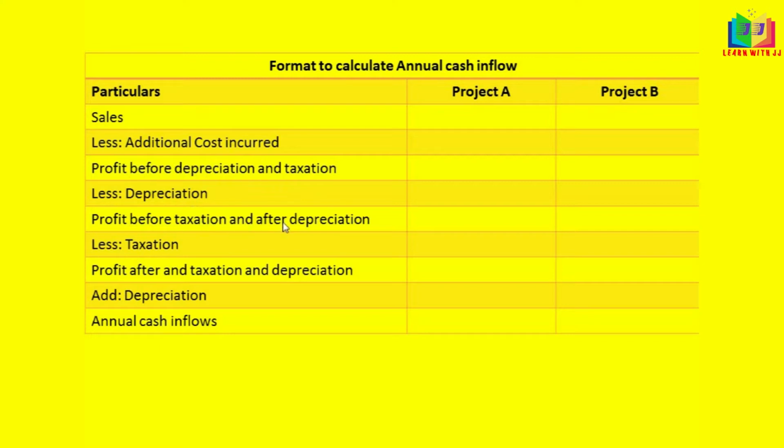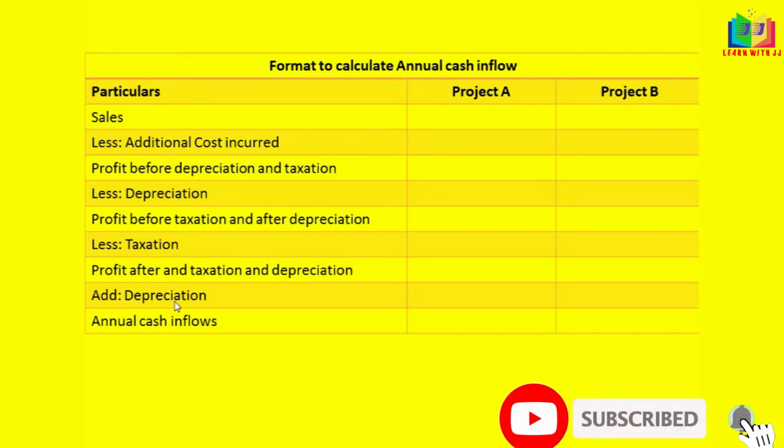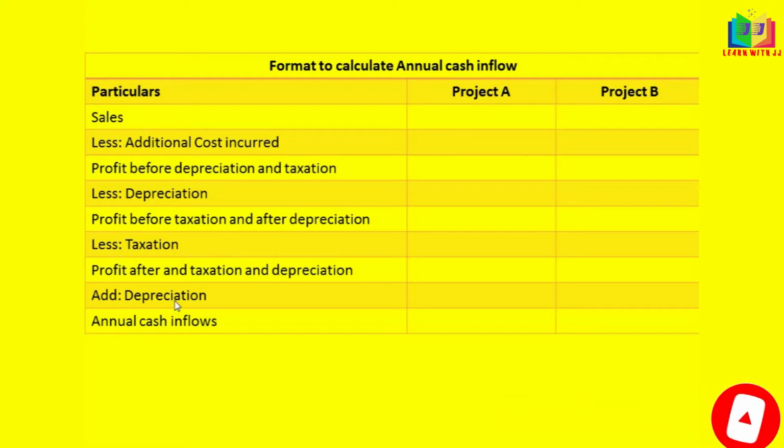With that we have to calculate the taxation and subtract that, and again we have to add the depreciation back, because depreciation is a non-cash flow item. So we'll add this depreciation, and we'll get annual cash inflows. If the annual cash inflow is directly given in the problem, we can just take that. Otherwise we have to find it using this format.